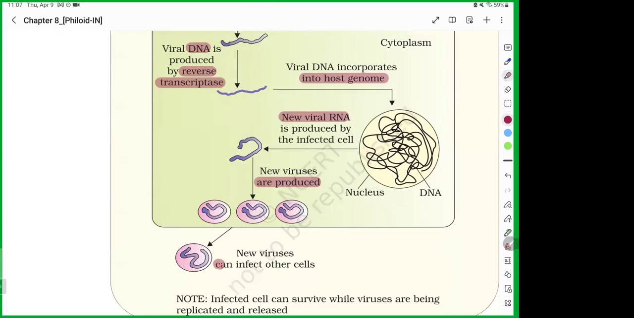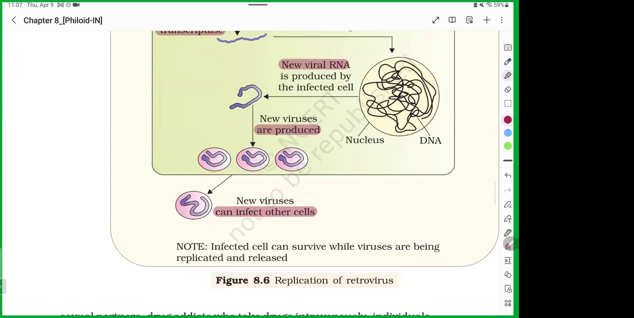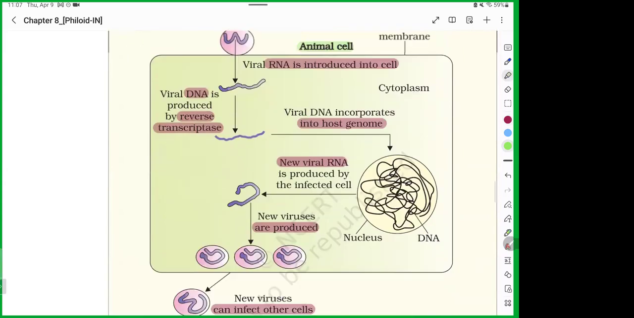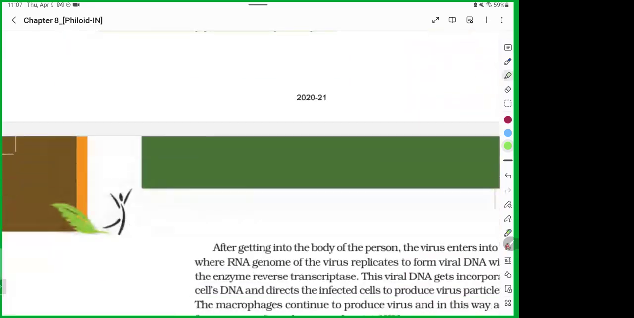The new virus can infect other cells. Again, every cell will produce multiple viruses. An infected cell can survive while viruses are being replicated and released. That's why we said sometimes it takes 5 to 10 years. Why? Even when the cell is affected, the cell can still survive. So that's why you will not see much symptom in the early stage.